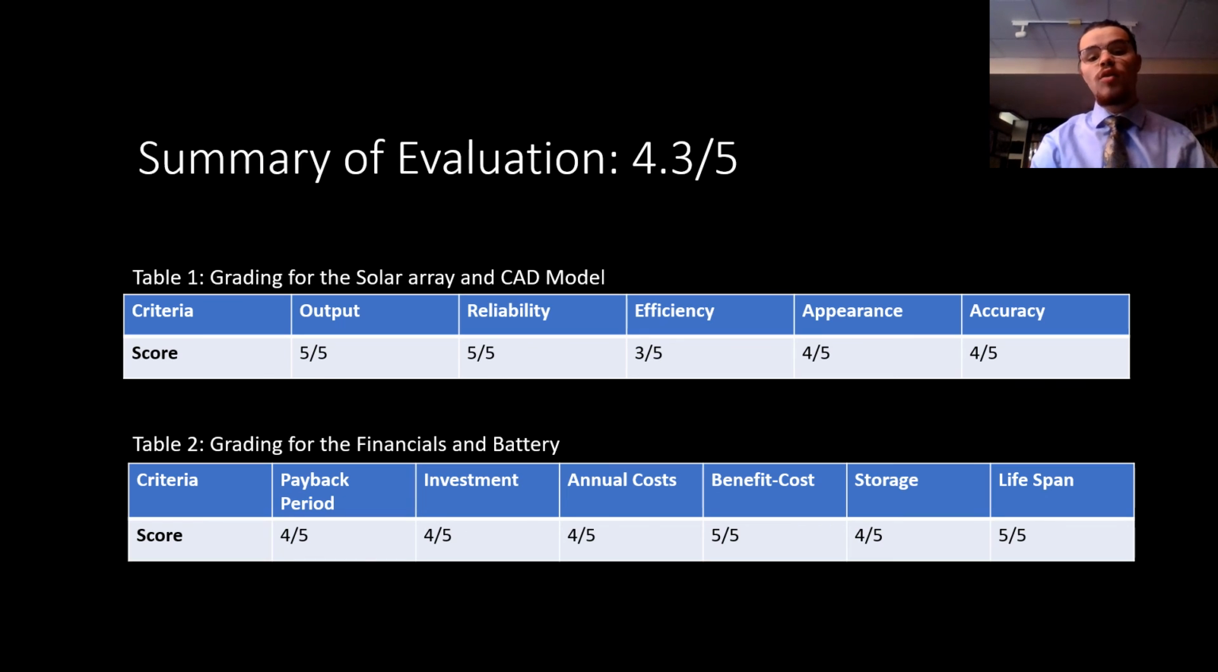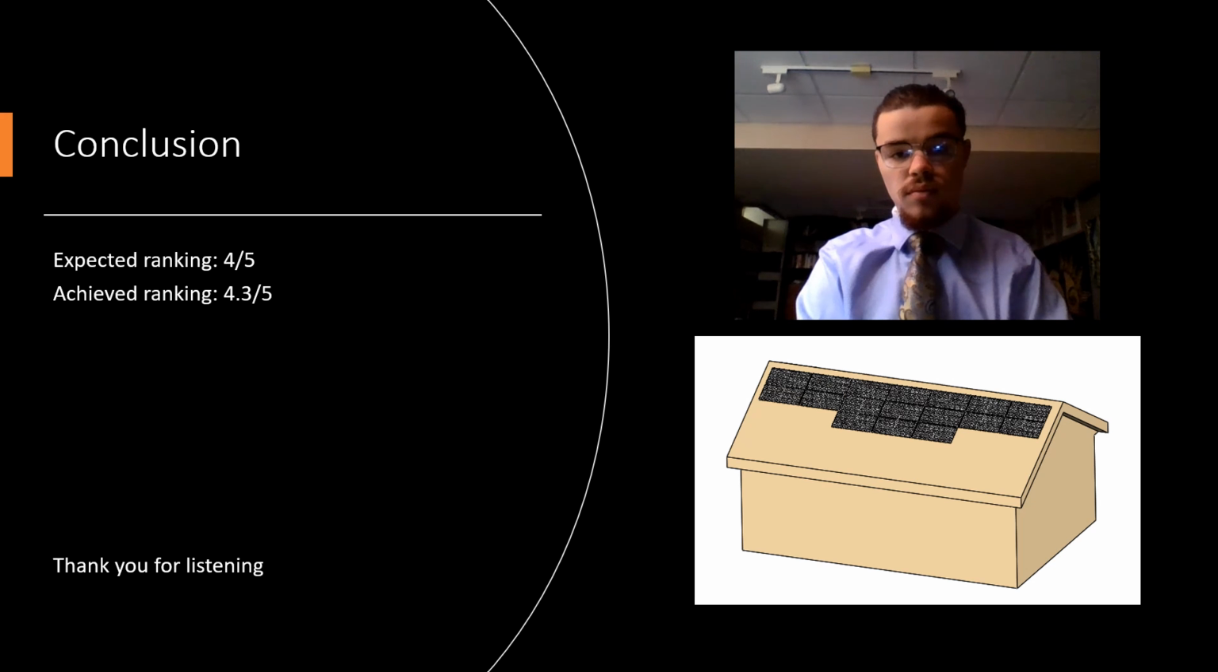To summarize the evaluation with all the numbers considered, the solar panel system design earns a 4.3 out of 5. In conclusion, the solar panel system design passed all aspects, achieving a final ranking of 4.3 out of 5. Therefore, Group 729G deems this project a success.